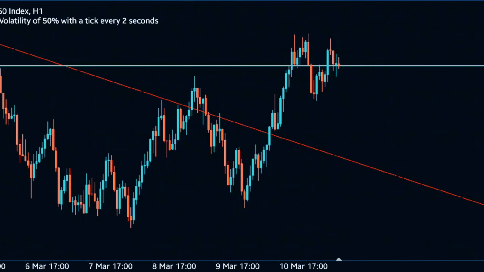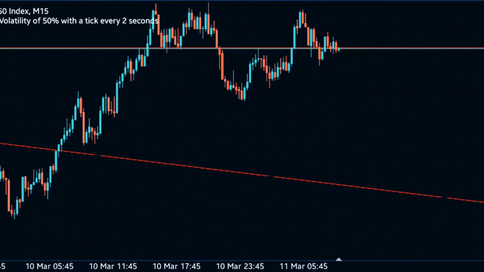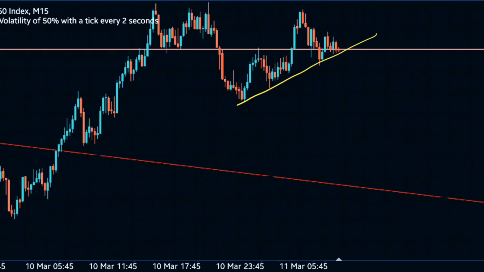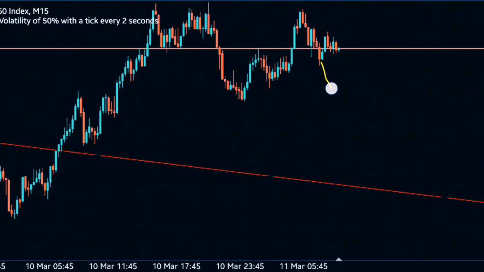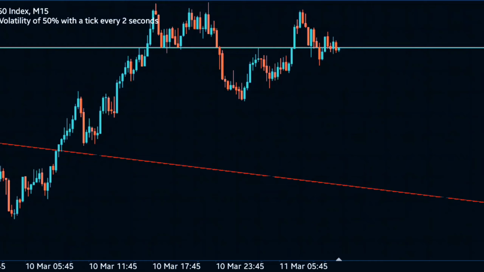Okay, so we'll go into 15 minutes. On 15 minutes, I'm seeing a potential double top, as you can see with the trend line. So basically, for people who would want to scalp, you can decide to wait for price to clear, who knows, retest and go down. But I'm not that kind of person. I don't scalp, sorry. So that's it on that.